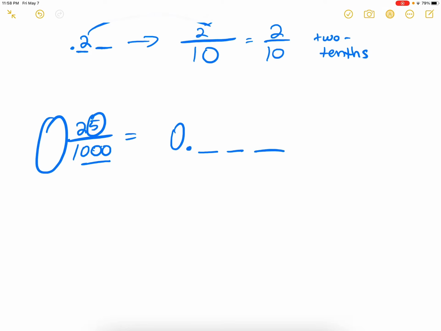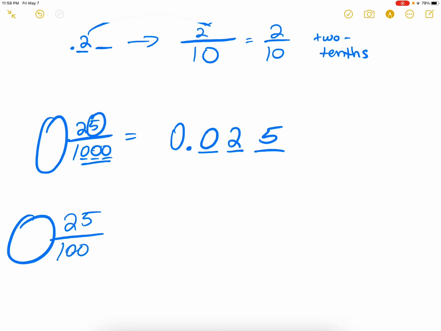So 1, 2, 3 is how many places over. You can just count 1, 2, 3 zeros. The 5, the last digit, has to be in the thousandths place. And then the 2 goes right in front of it, and then a 0 in front of that. And so there you are. That is 25 thousandths.